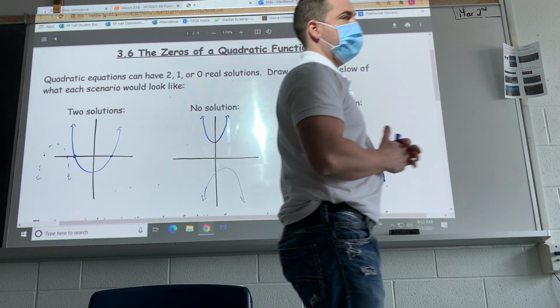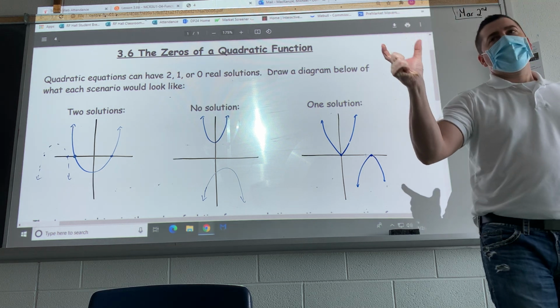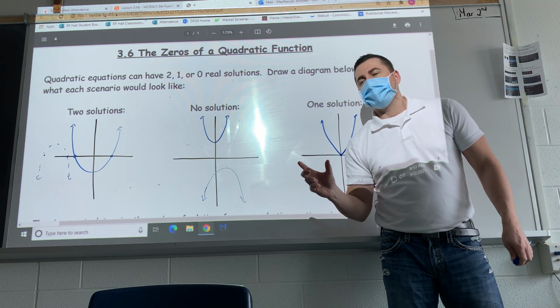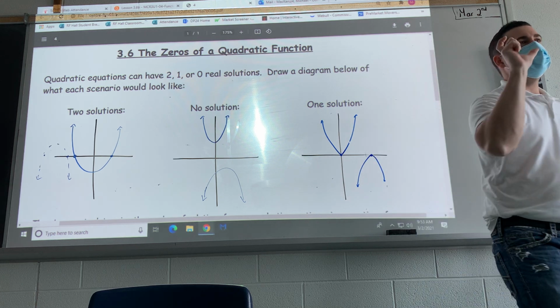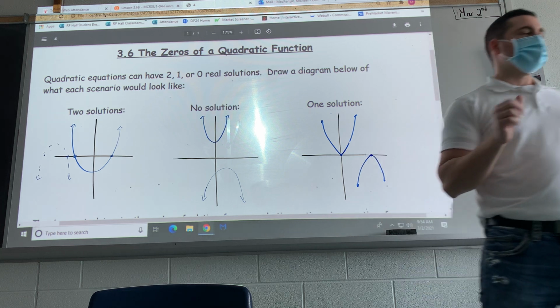So to determine how many there are, we could use just a piece of the quadratic formula. Okay, so below I'll show you. So we take a piece of the quadratic formula, which is called the discriminant. So it's going to be here.